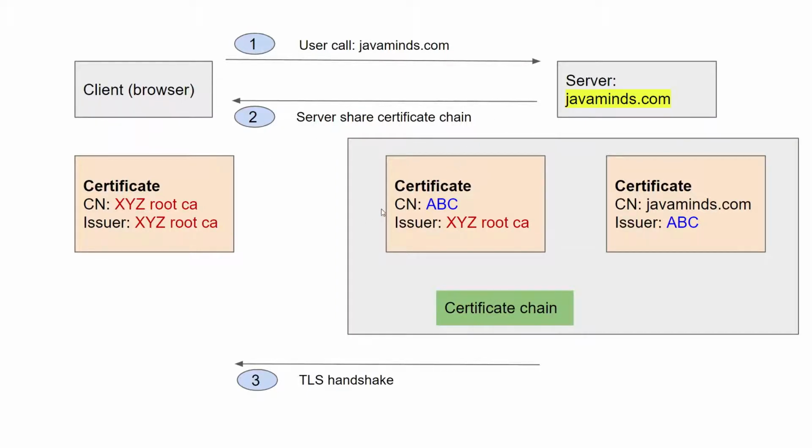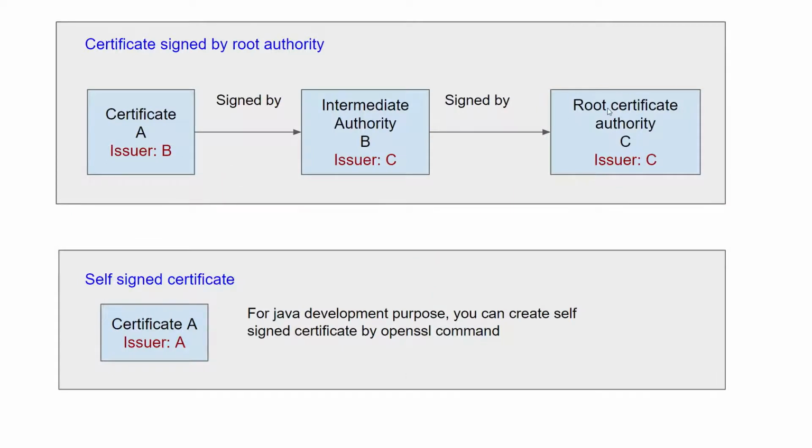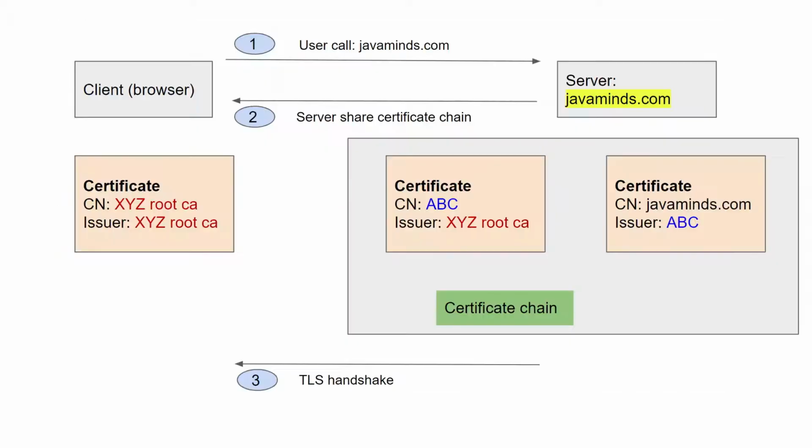How does this validation happen? All the browsers, all the operating systems, all the clients have this intelligence. They have an inbuilt set of trusted certificates, which means, if I go to the previous slide, these root CAs. Let's talk about the browser only. The browser will have a list of all the trusted root certificate authorities that exist in the world.